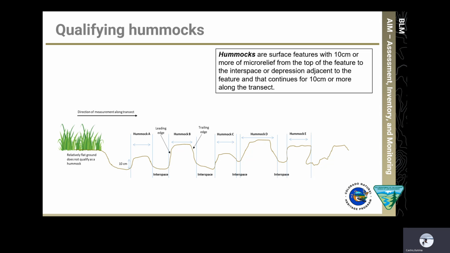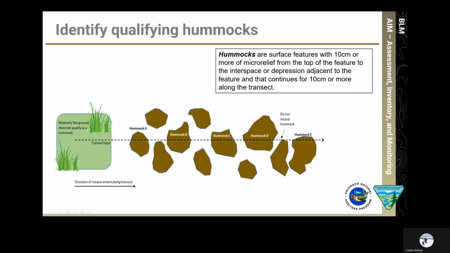Because the height requirement applies to both the leading and trailing edge of a feature, it is important to measure both sides before ruling out any individual feature as non-qualifying. In addition to height, all qualifying features must continue along the transect for a minimum of 10 centimeters.